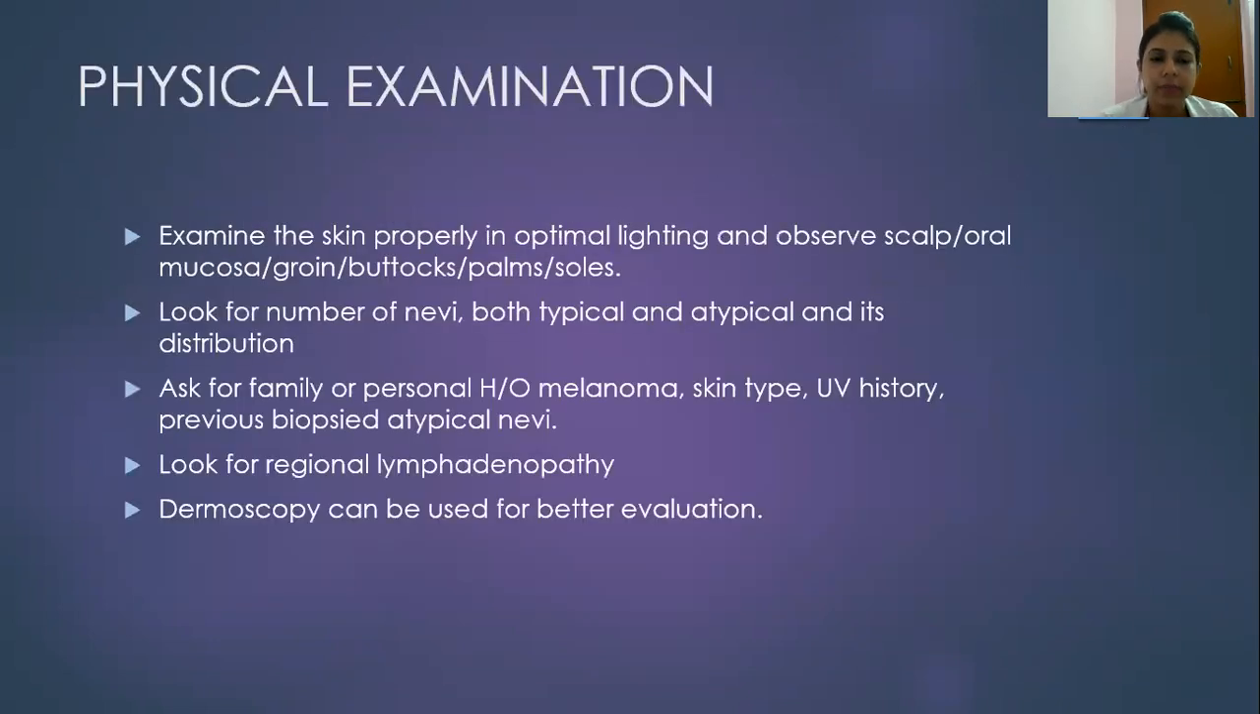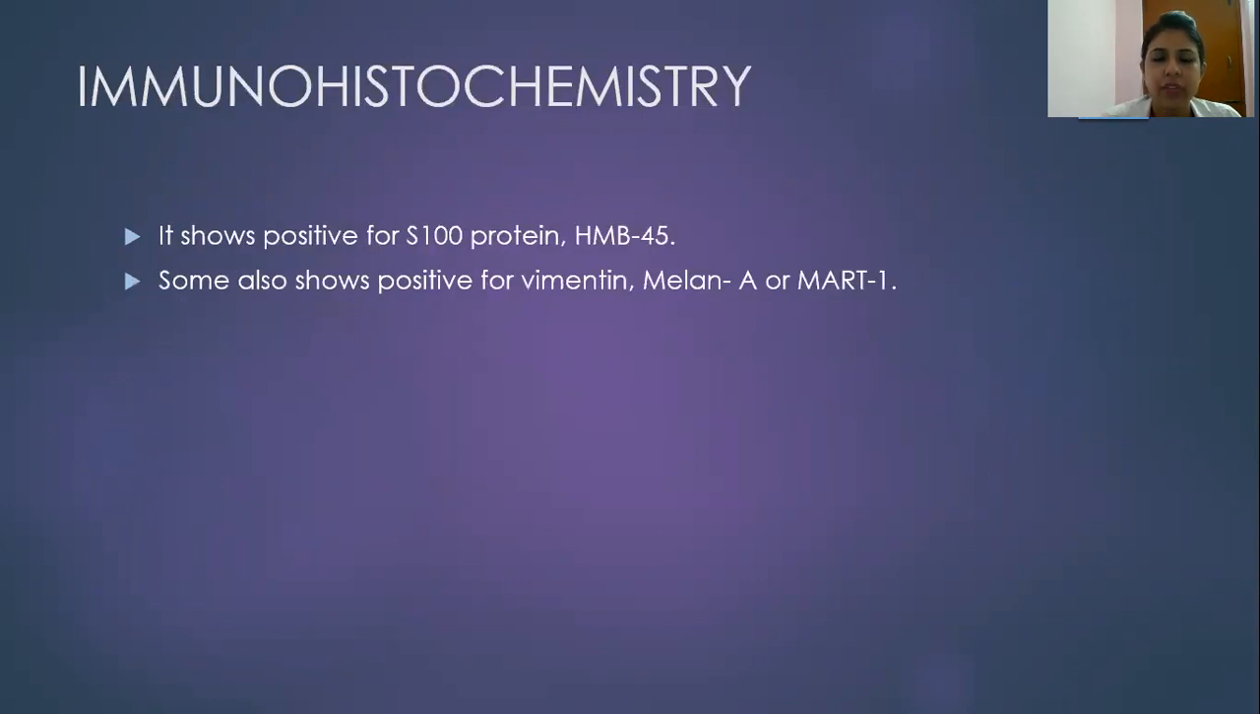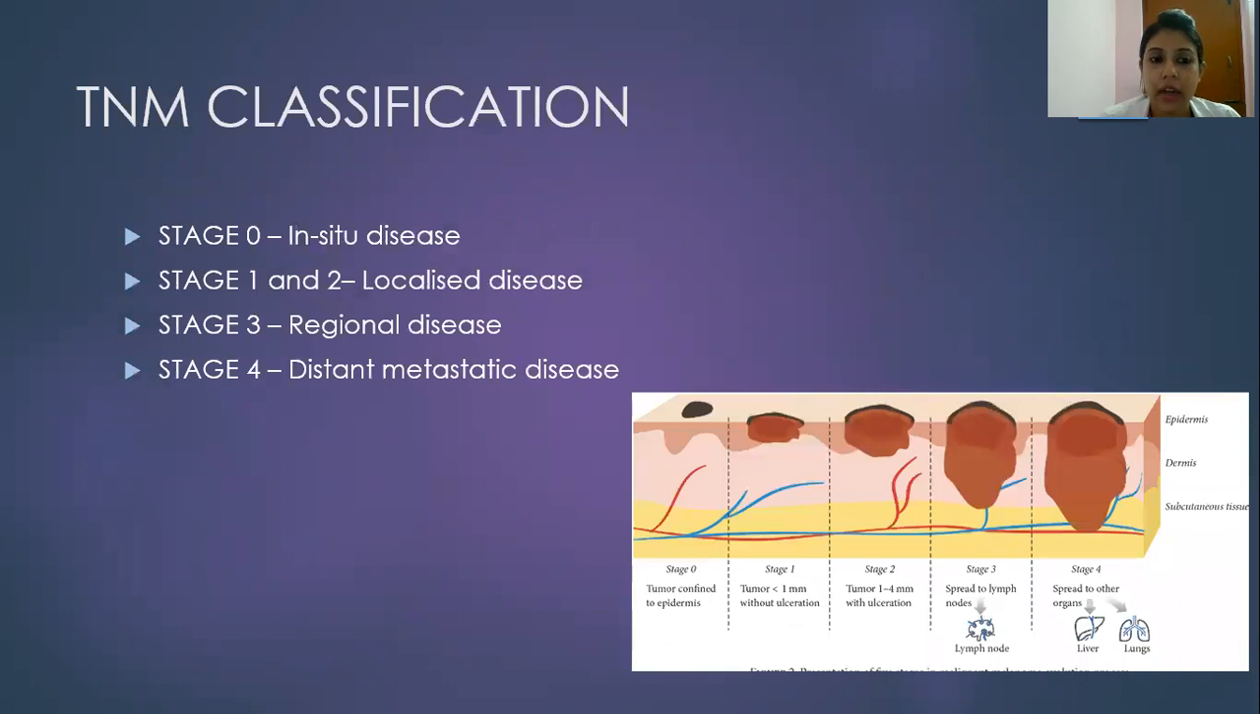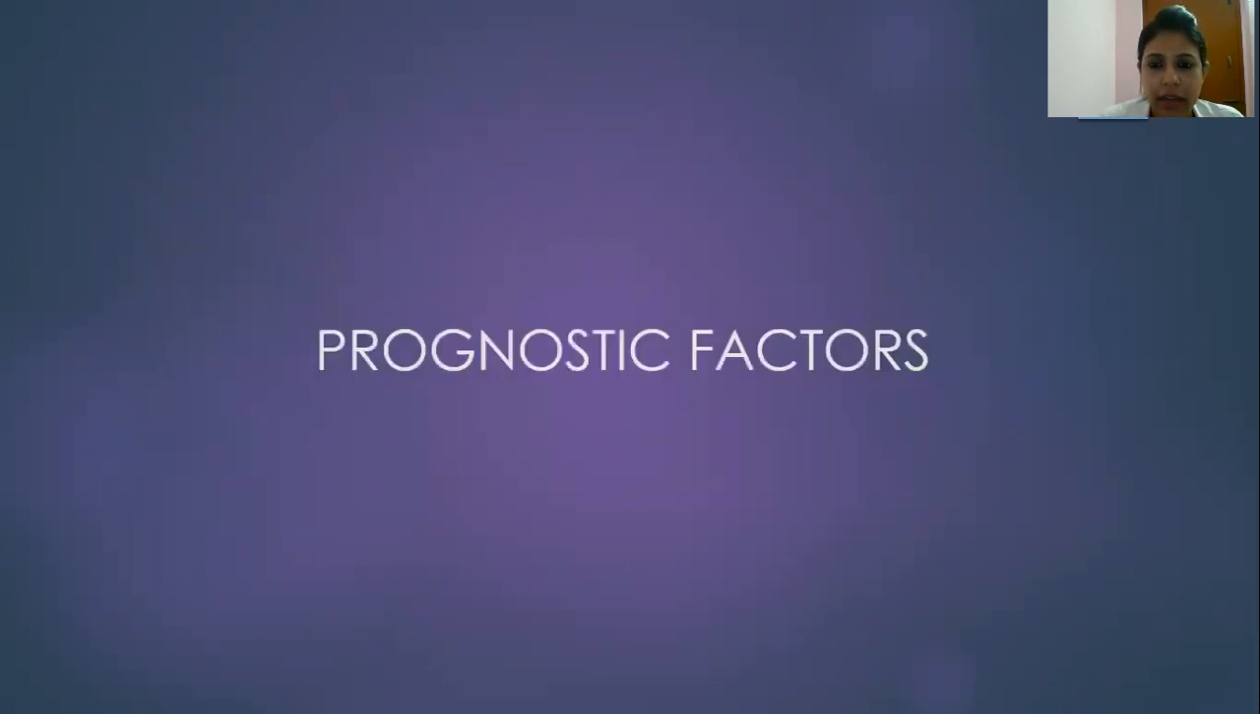Ugly duckling sign. Physical examination, like I said before, examine properly. Look at how many typical and atypical nevi there are. Look for history of family, UV exposure and all that. Look for lymphadenopathy. Immunohistochemistry can be done. TNM classification can be done.